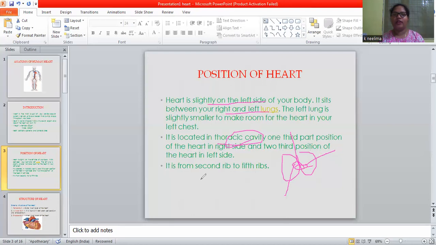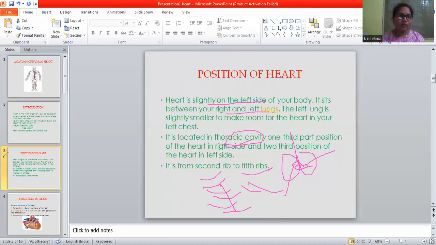It extends from the second rib to the fifth rib. Ribs are present in our body, and the heart occupies the region from the second rib to the fifth rib.